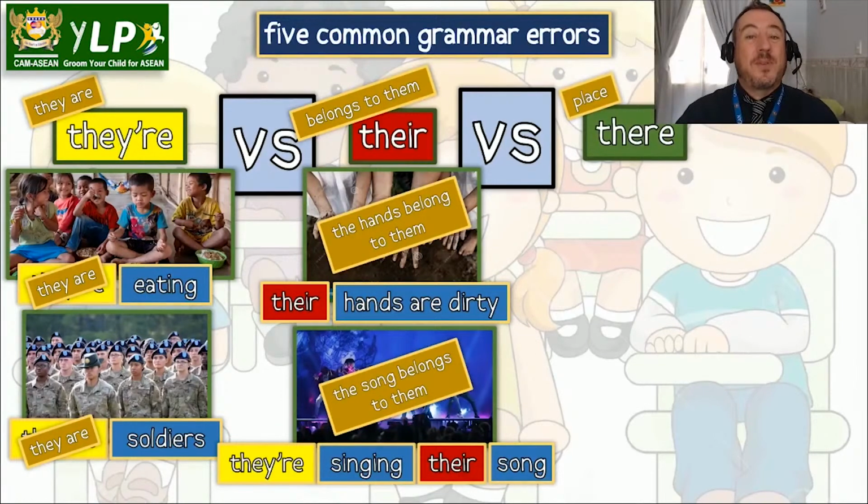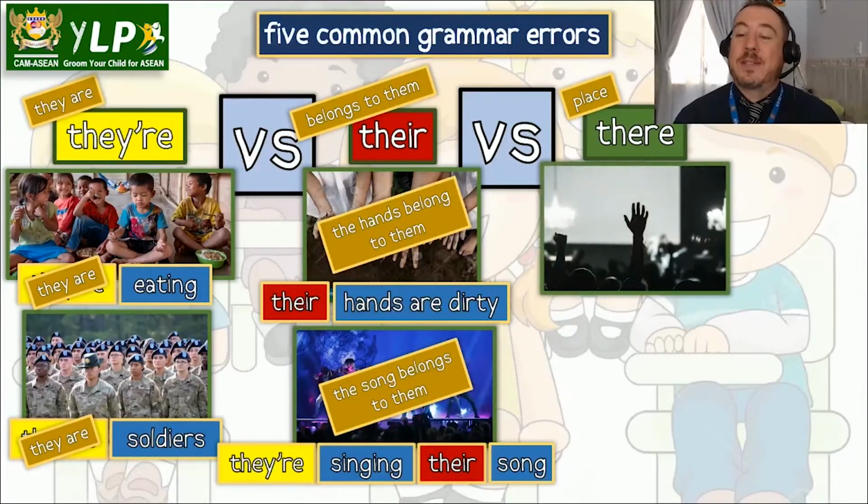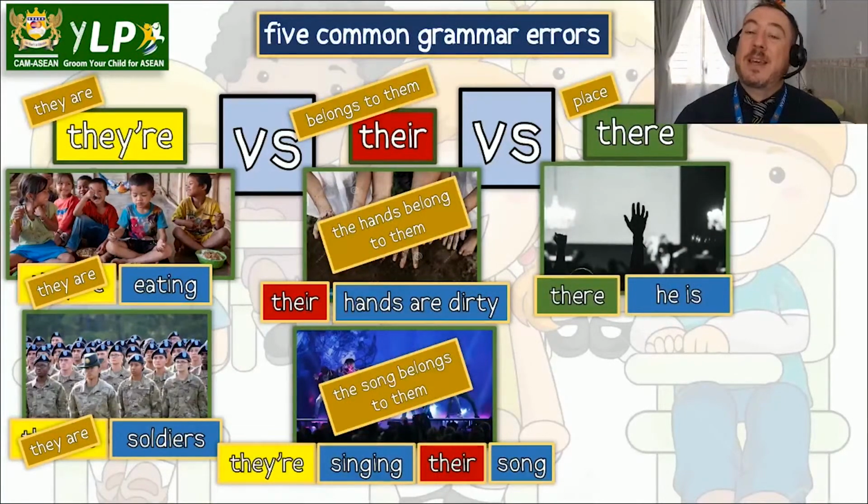Okay, let's look at the green there. Do you remember what the green there means? It means a place. We use that to talk about the place. So we might say, oh, look, there's a person putting his hand up. We might say something like, there he is. There he is. I can see him. He's putting his hand up. There he is over there. Okay, so we're using that to talk about a place.